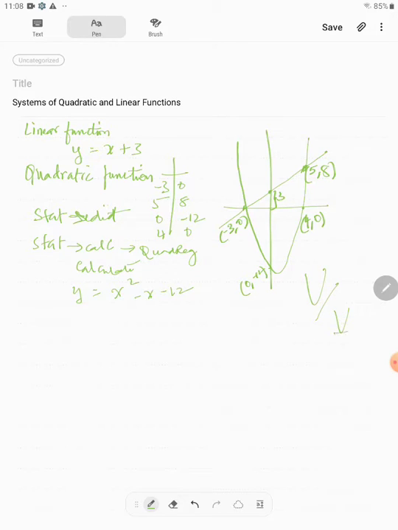Suppose I have a graph where the line just touches the quadratic. How many points is it touching? 1 point. So the solution will be 1. So these are the other two scenarios. Okay, so that's the deal.